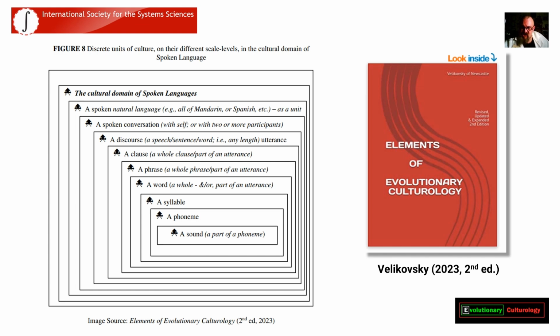Spoken natural languages as opposed to intelligently designed languages. And then you have a spoken conversation as a unit, a discourse, within that a clause, within that a phrase, smaller units, a word, a syllable, a phoneme, back to a sound. So you got your 3 laws acting in 3 different directions there, all the way up and down through those scale levels and units. Thank you, EvCult. Next.